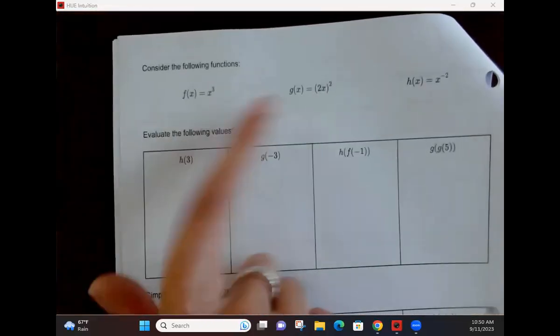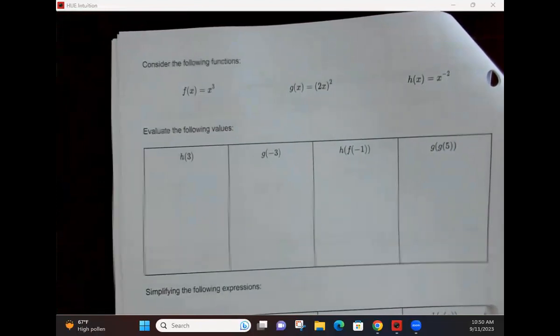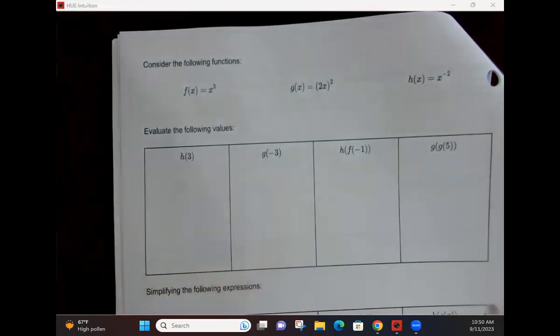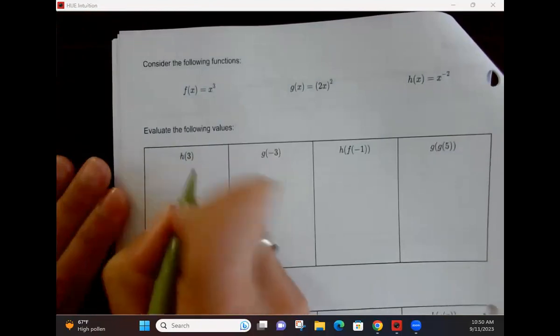Okay, so we've got 3 functions up at the top, all with some kind of exponent. In each case, we have some sort of variable to a power. And what we're going to do is practice some stuff that we did last week, some evaluating work. So in our first set of boxes, we're going to find h of 3. So what is this telling me to do, h of 3?